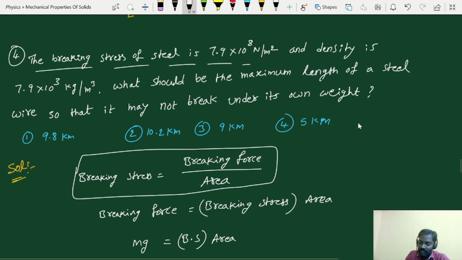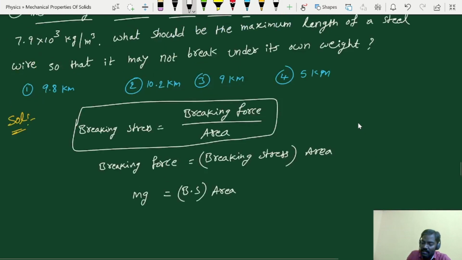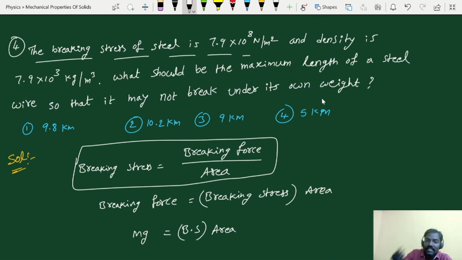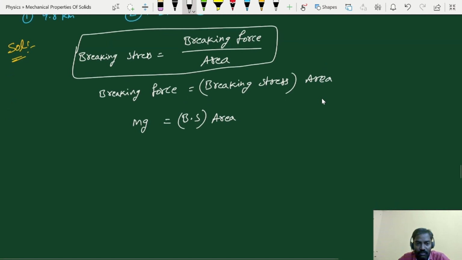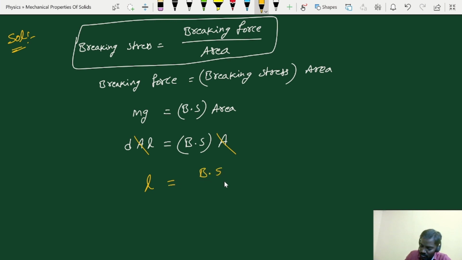So as they are asking to calculate the maximum length so that it cannot break, that is what we are going to calculate. Breaking force is like a load, that is weight. Density is mass by volume, so mass is density into volume. Volume is again area into length, which equals breaking stress into area. The area term will cancel. The required maximum length is equal to breaking stress by D into G.